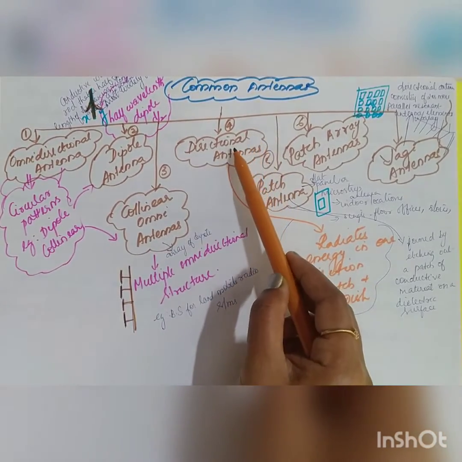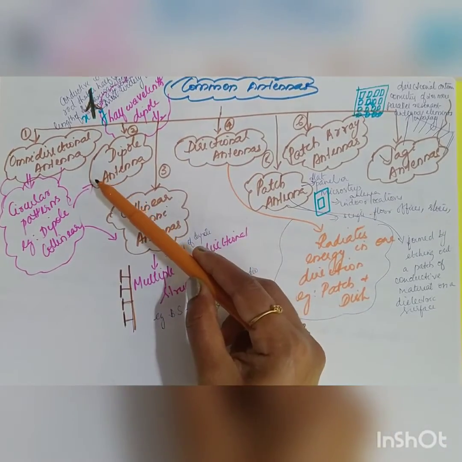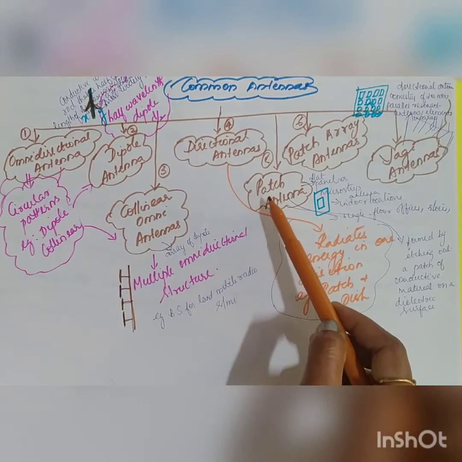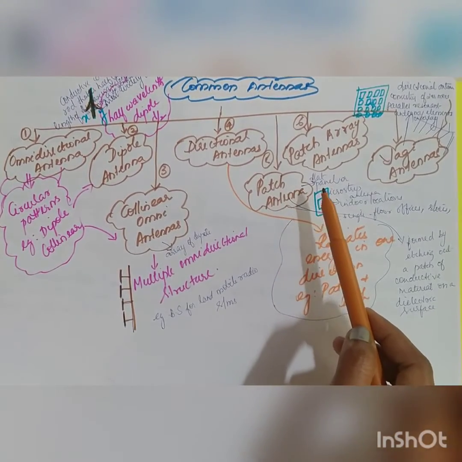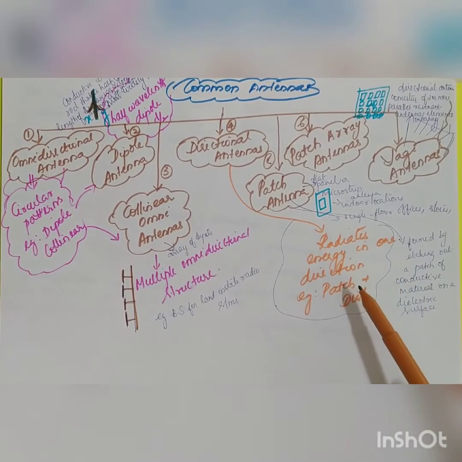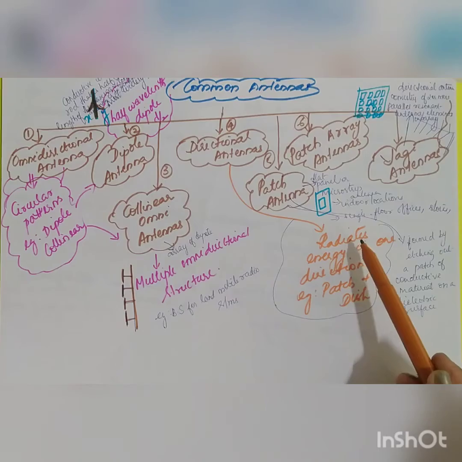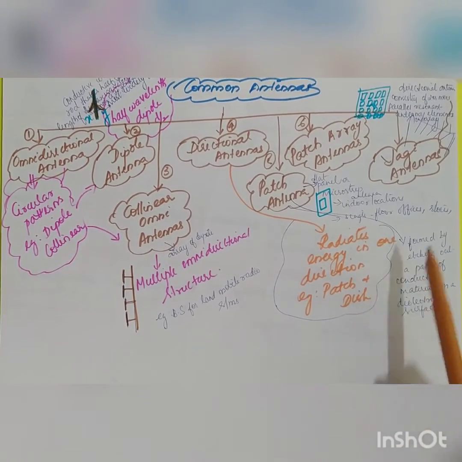The next category is called your directional antenna. Apart from your omnidirectional, what is meant by directional? The name itself gives you the meaning: it radiates the energy in one particular direction more. Examples of directional antennas are a patch antenna, dish, etc.